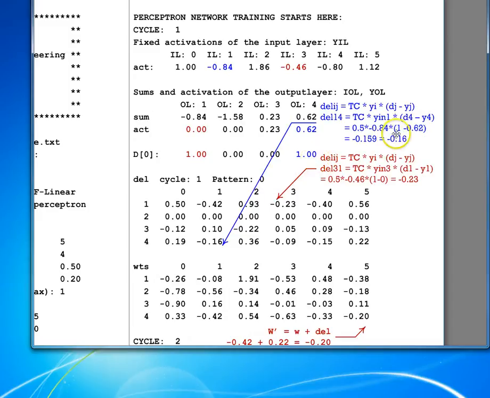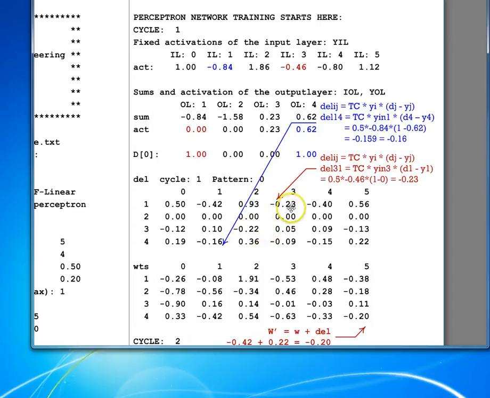The desired value is 1 and the computed value is 0.62, and the input activation yn is 0.84, times the training coefficient. So what you are going to get is an actual value of 0.159, which rounded is 0.16, and that's the amount of change that you're going to make for the output weight matrix. For that element you change by minus 0.16.